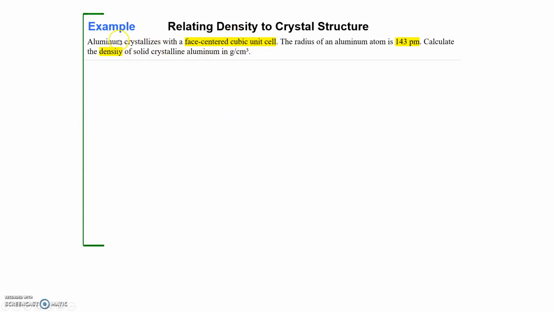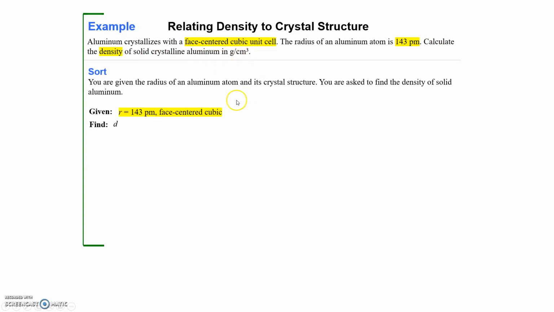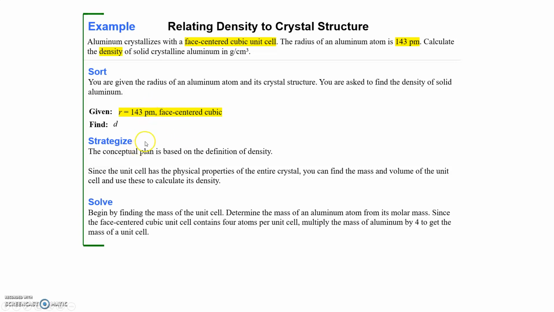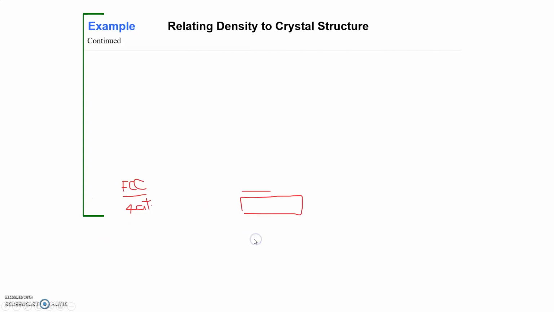In this case, we are talking about aluminum that crystallizes in a face-centered cubic unit cell, and the radius of an aluminum atom is 143 picometers. You have to calculate the density in grams per cubic centimeter. Then what is given? The radius and the structure of the cell. And what you have to find? The density. Then what do you have to do? Let's see. First of all, you have to begin calculating the mass of the unit cell. How can you do that?